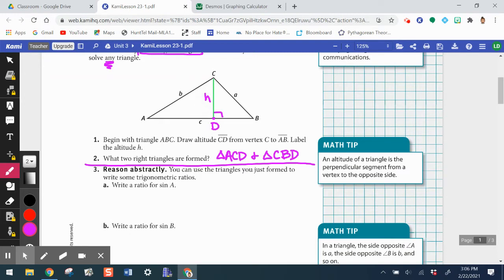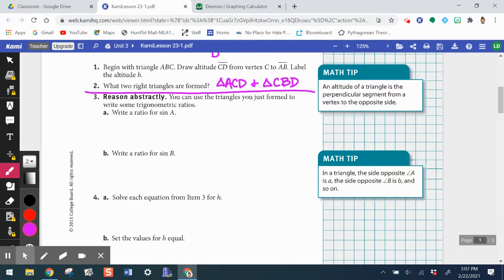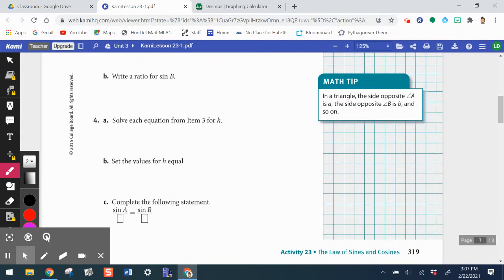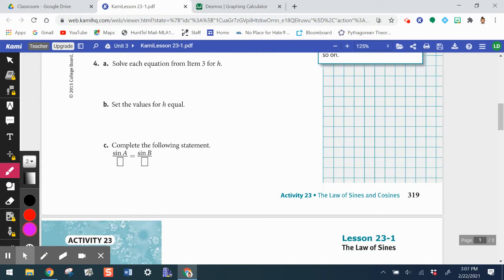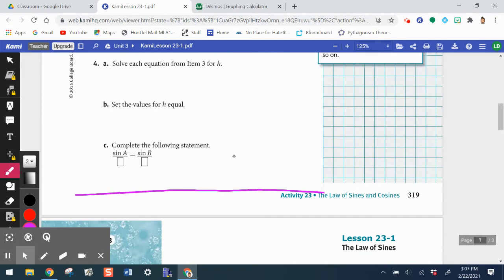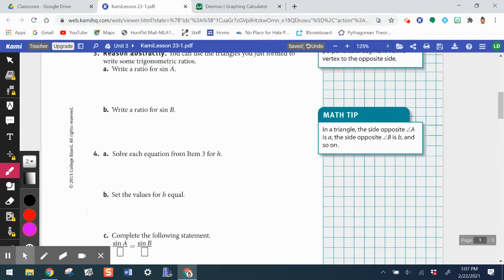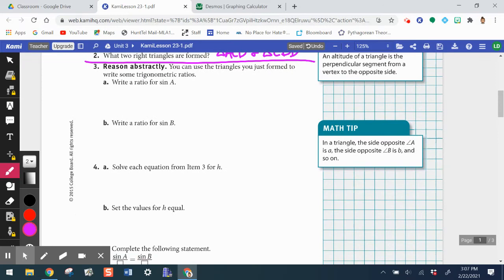Now, just like in lesson 19, when we drew this segment, we created 2 right triangles. They ask us, what are the 2 triangles formed? Well, triangle ACD and triangle CBD. Now, let's take a look at items 3 and 4. We're going to chunk those 2 together. If you would, draw a line at the bottom of the page. We're going to work all the way to the line on our own and then play through the video to see how we did.